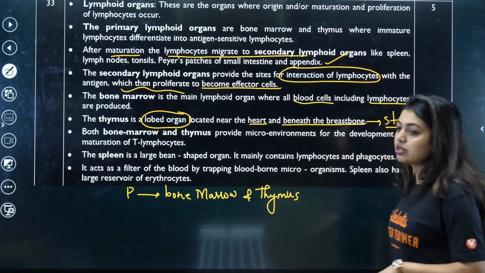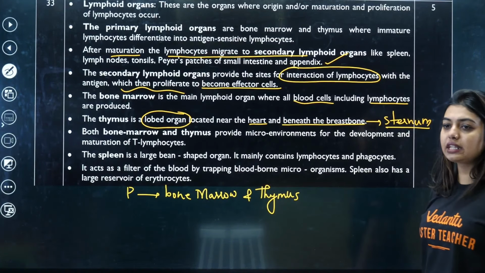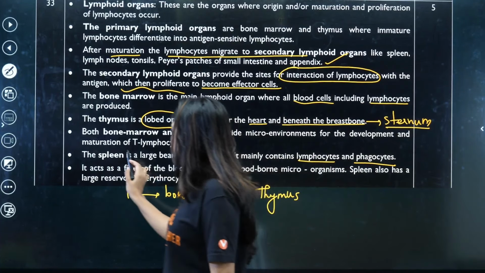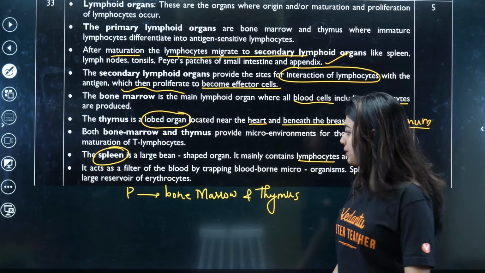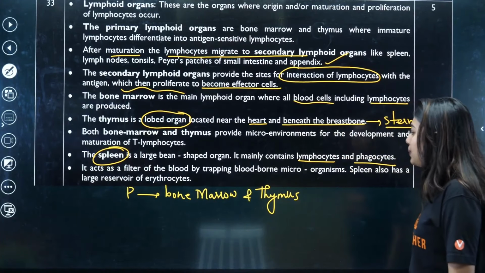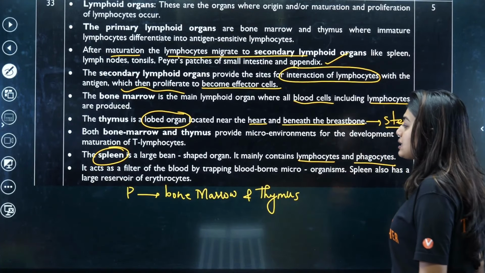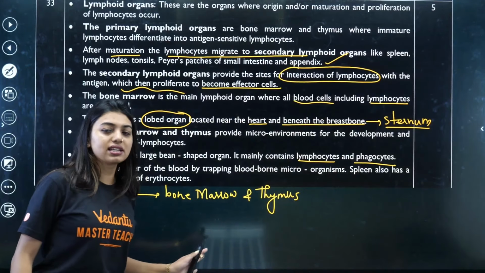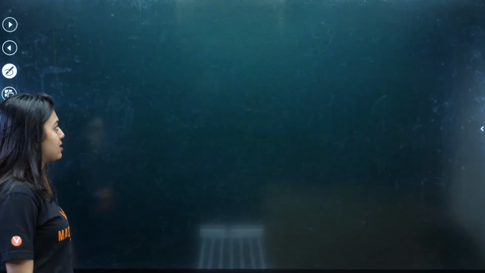Now, the spleen is a large bean-shaped organ. It mainly contains lymphocytes and phagocytes. This we had done in our NCERT line-by-line question, copy-paste of NCERT. It acts as a filter of blood by trapping blood-borne microorganisms. Spleen also has a large reservoir of erythrocytes. This we also know. And spleen is a graveyard of your RBC, red blood cells.